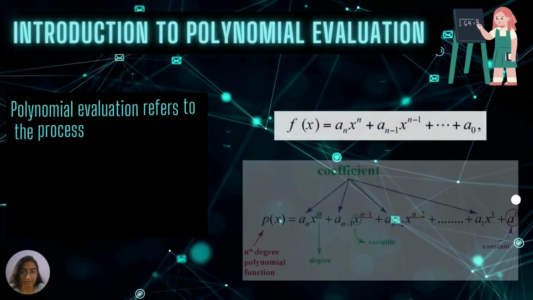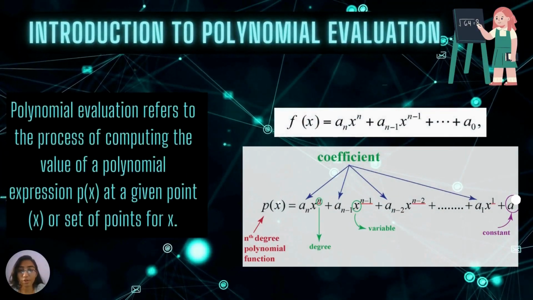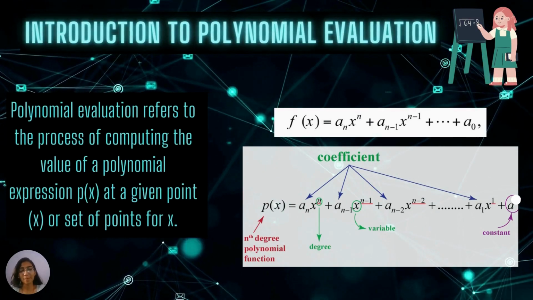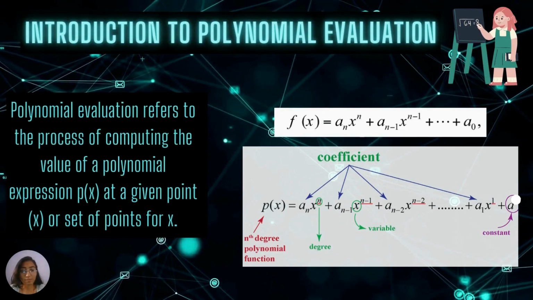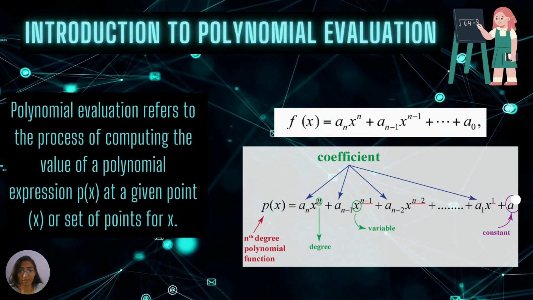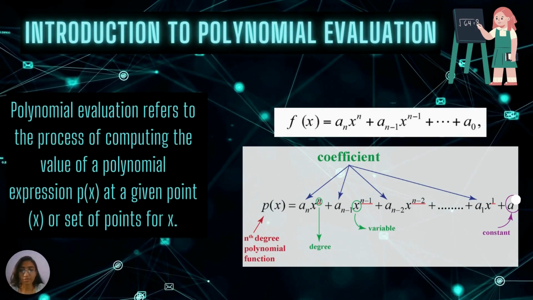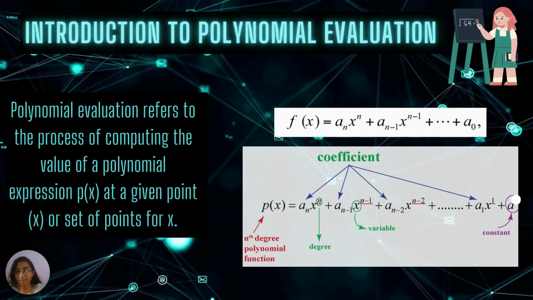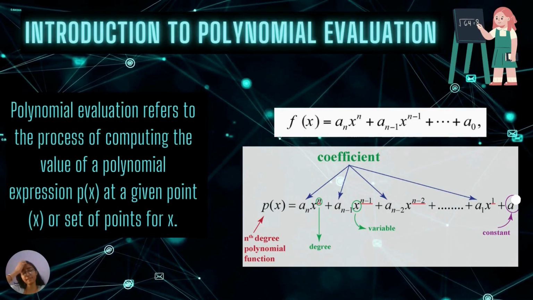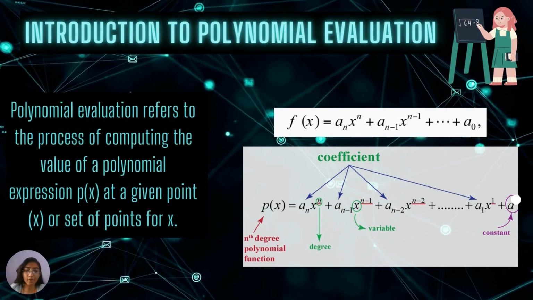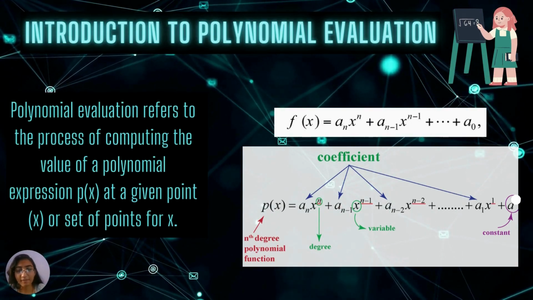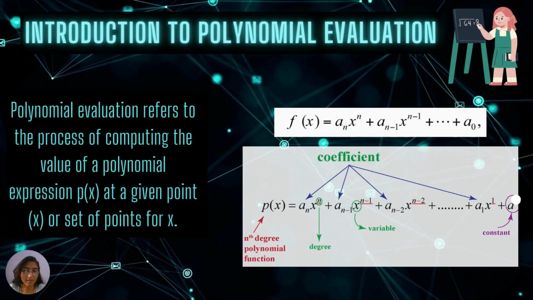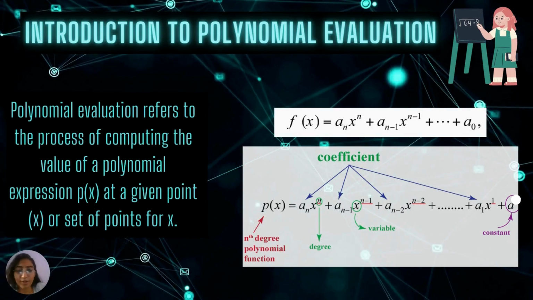Now let's come to the introduction of polynomial evaluation. What do you mean by polynomial evaluation? Basically, polynomial evaluation refers to the process of computing the value of that polynomial expression at a given point or a set of points. So suppose it is the same variable with different powers. At a particular point x, that is if we say x is equal to 2, we will put the value x equal to 2 in that expression, and we will find the value of that expression f(x) or p(x), whatever name is given to that expression. So that is basically the meaning of polynomial evaluation.